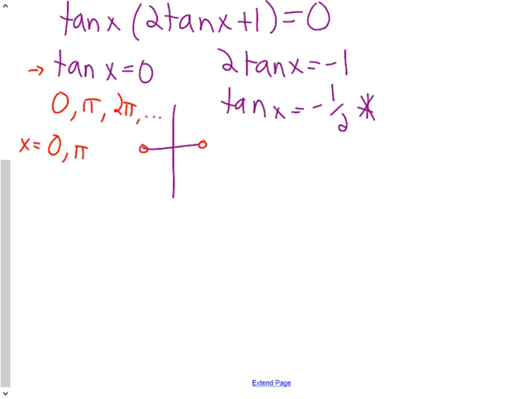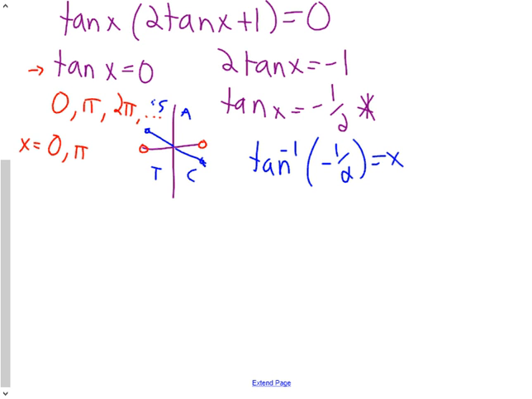Tangent of x equals negative half. We'll do that in blue here. Negative half, right? We've got all students take calc. So tangent in these two quadrants, quadrant 2 and 4, is where tangent is going to equal negative. It'll probably be something like this and that. So we're going to need to use our calculator. We're going to have to do tan inverse of negative half to give us our x value.